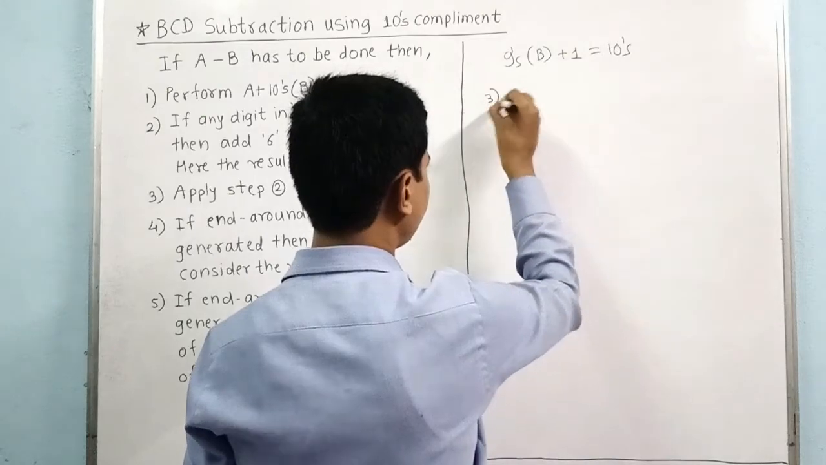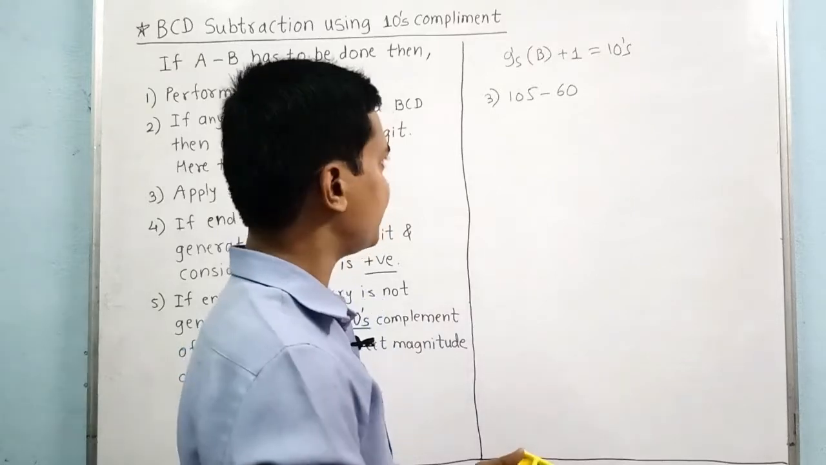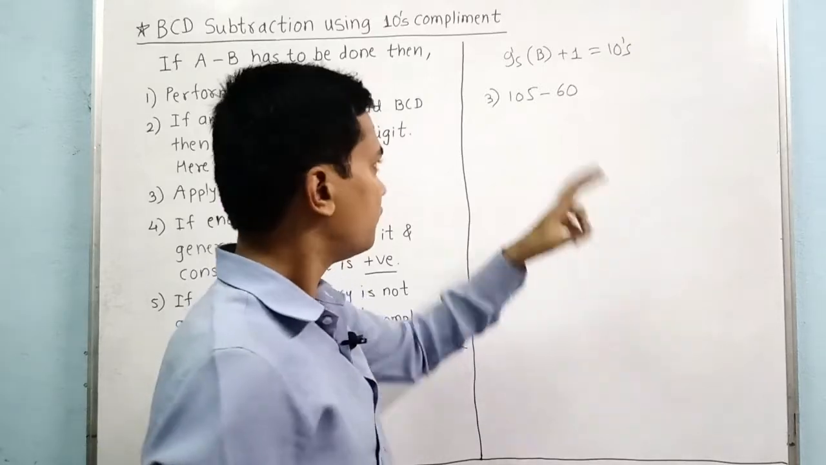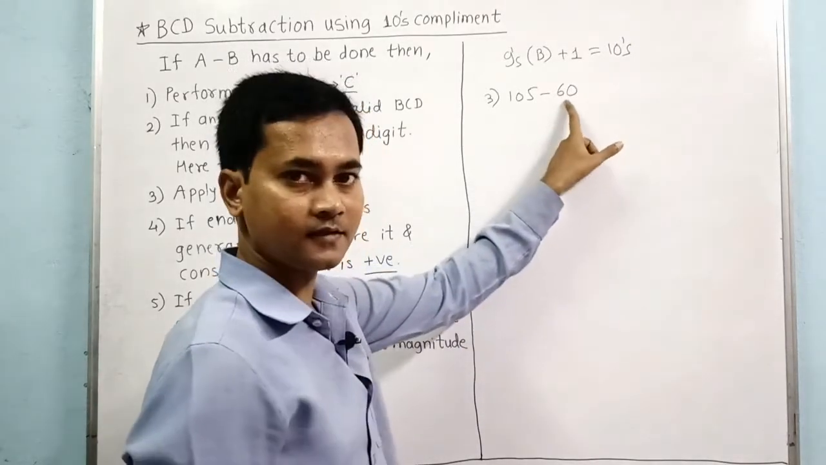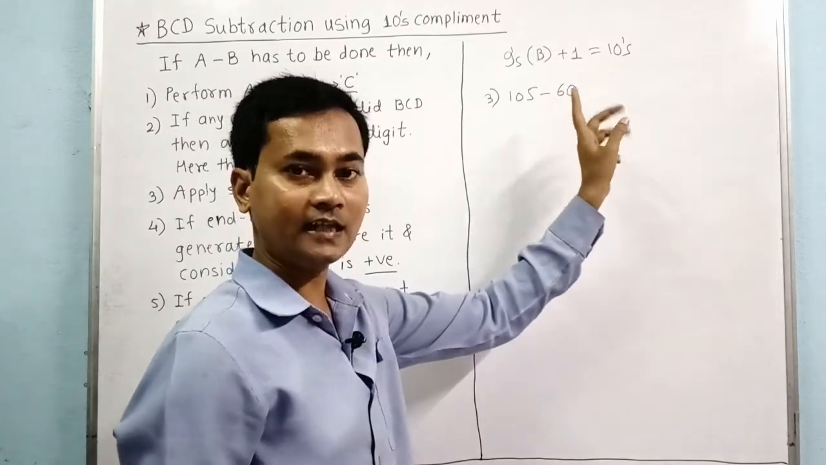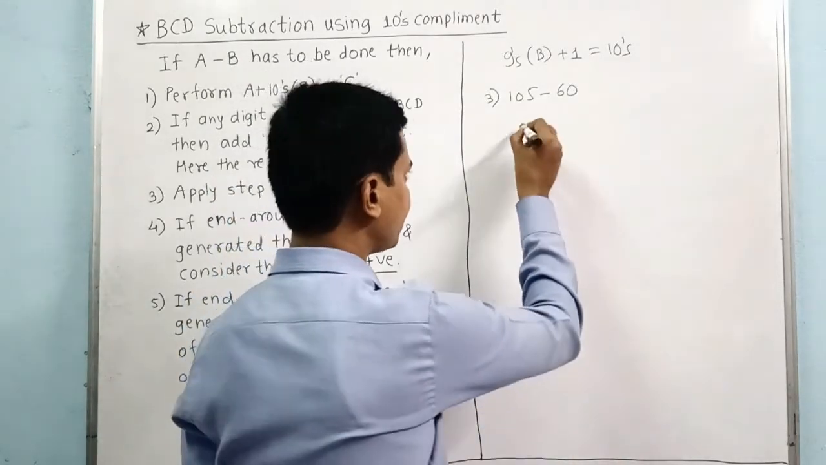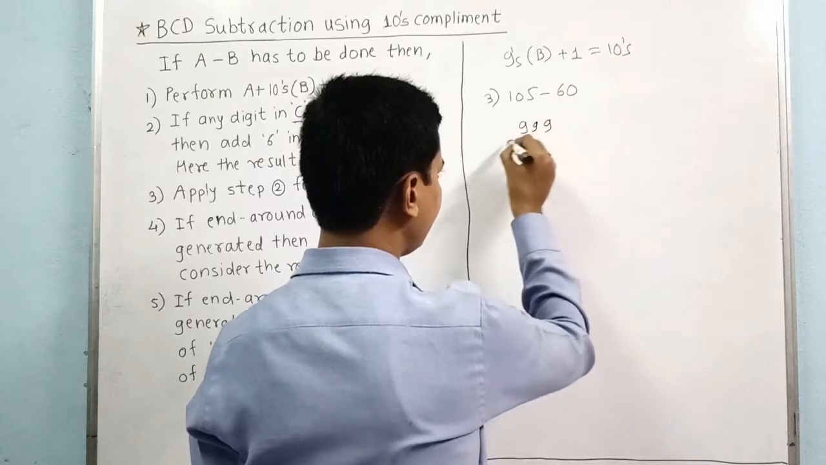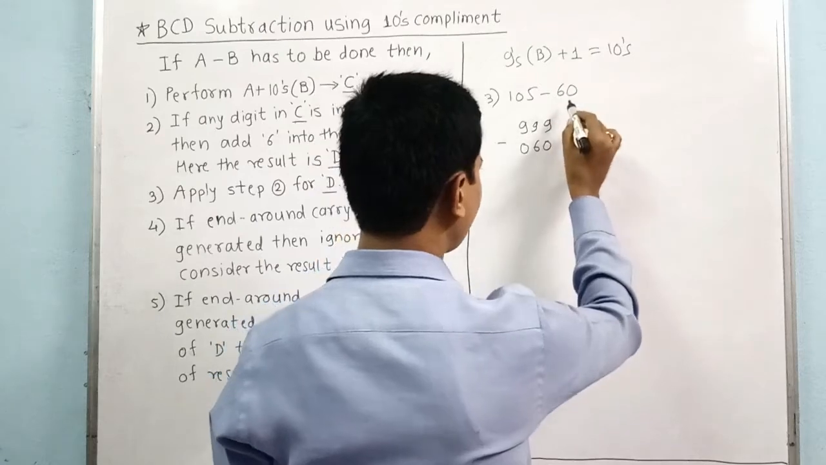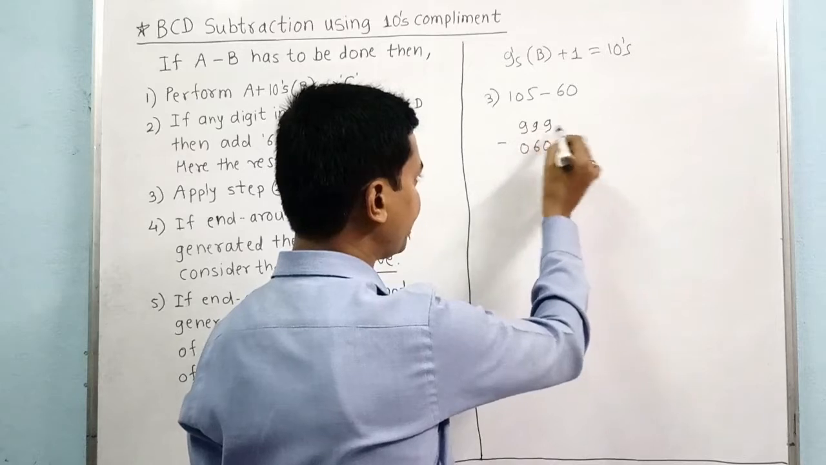Third example, say 105 minus 60. So here the number of digits in minuend and subtrahend are unequal. So in this case we have to take the tens complement of 60 first. So consider the subtrahend is also of 3 digits. So 060 should be considered. So first take the nines complement, 999 minus 060. Because our minuend is 3 digits, we have to consider the subtrahend also of 3 digits, and that's why I took 999 here.